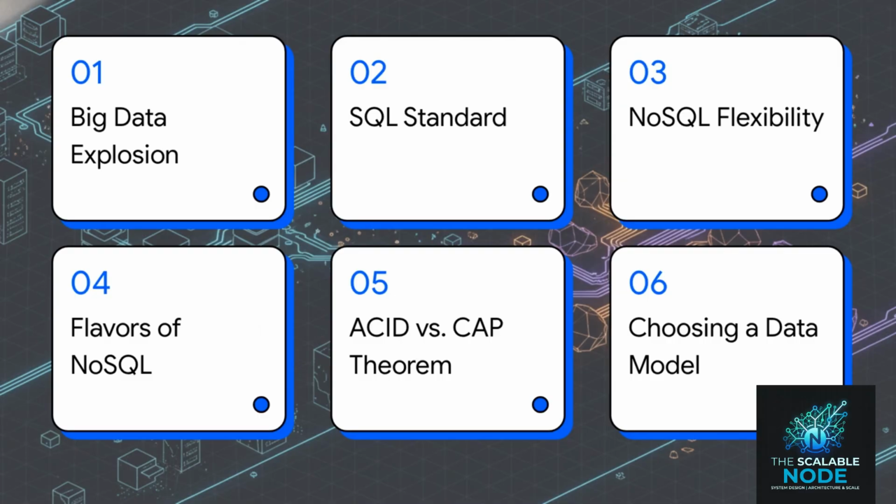Okay, here's our agenda for today. We're covering 1. The big data explosion, 2. SQL, the relational standard, 3. NoSQL, flexible and scalable, 4. 4 flavors of NoSQL, 5. Acid versus cap theorem, and finally, 6. Choosing your data model. Let's get right into it.